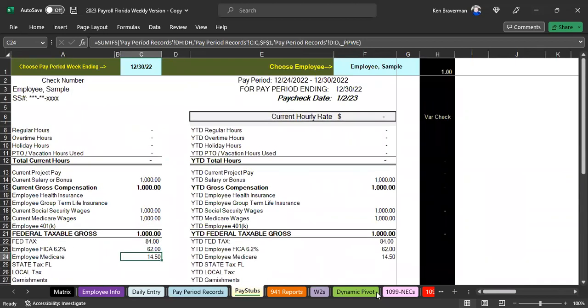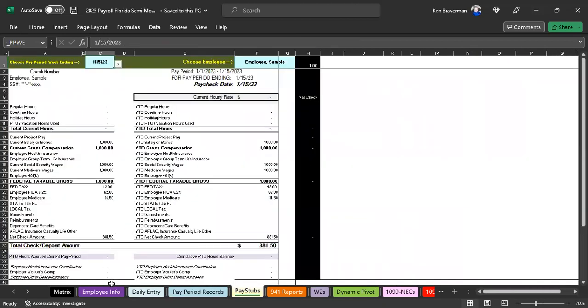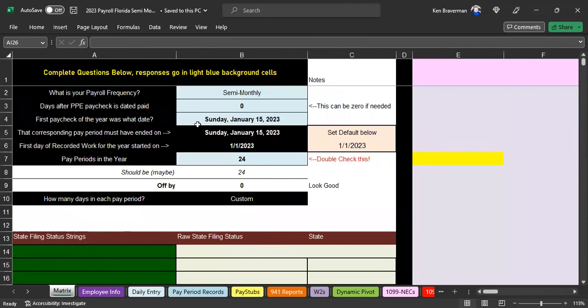I have another file set up, a separate file showing what the semi-monthly structure is. The reason why I want to compare the two files is I want to show you why it's complicated to combine multiple payroll cycles in the same file. It can be done, but it's really difficult, and I'll explain why. I would recommend using two different files and adding the numbers together on your reporting because it's really difficult to throw them in the same file.